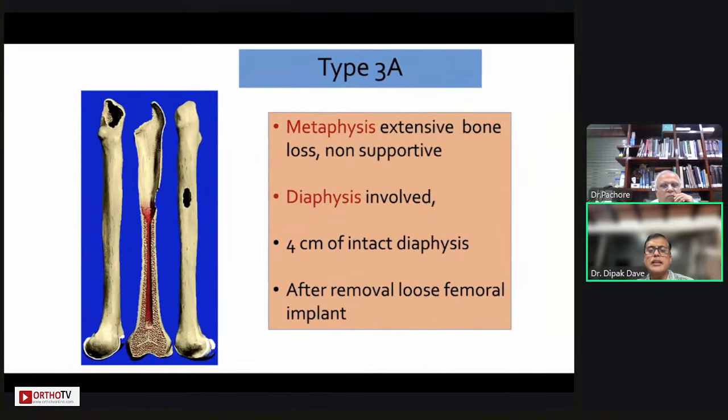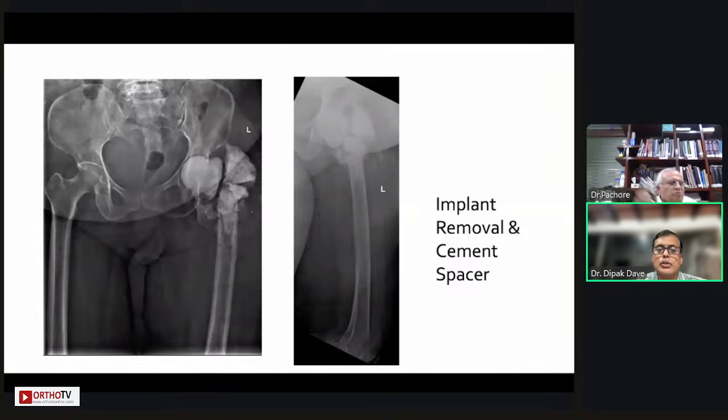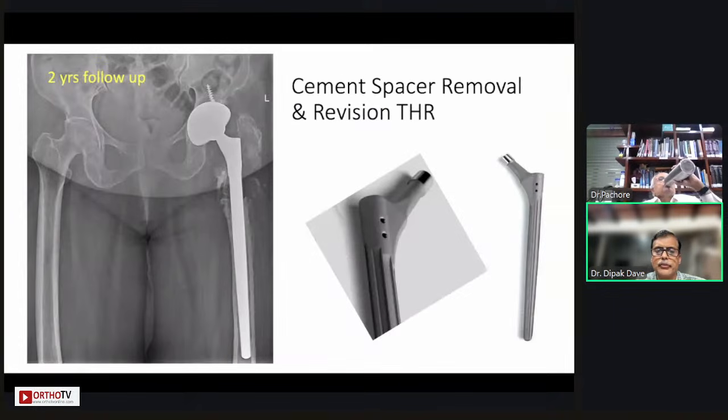accordingly. Type 3A is a little challenging. The diaphysis is also involved, but you will have a very narrow 3 to 4 centimeters only of diaphysis. You have to get your fixation right in that. Particularly in situations like septic loosening, removal of the prostheses, ETO, and such deep cement penetration, you have to remove that. Once you remove that, you can see so much bone loss in the metaphyseal region.